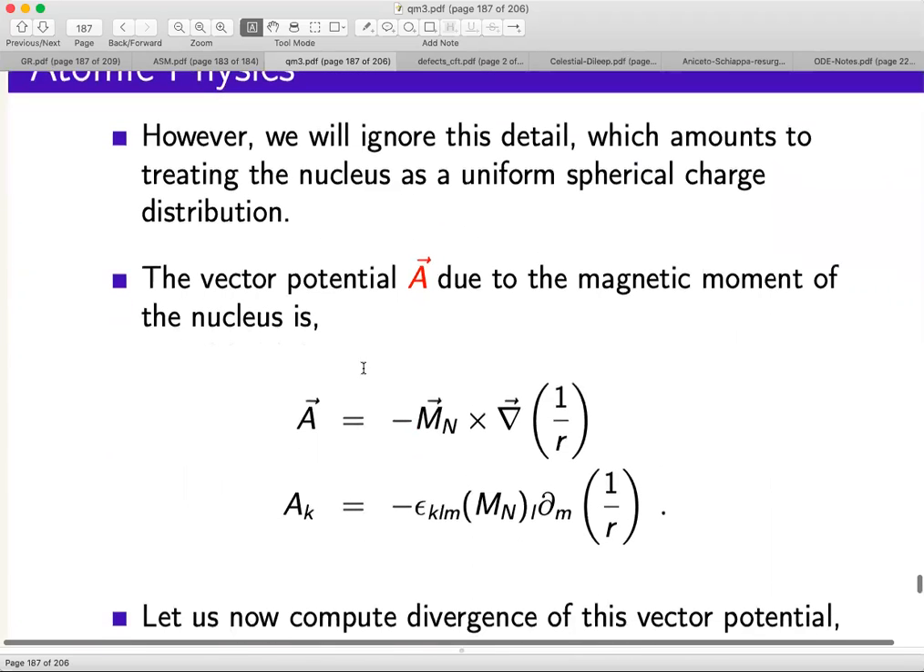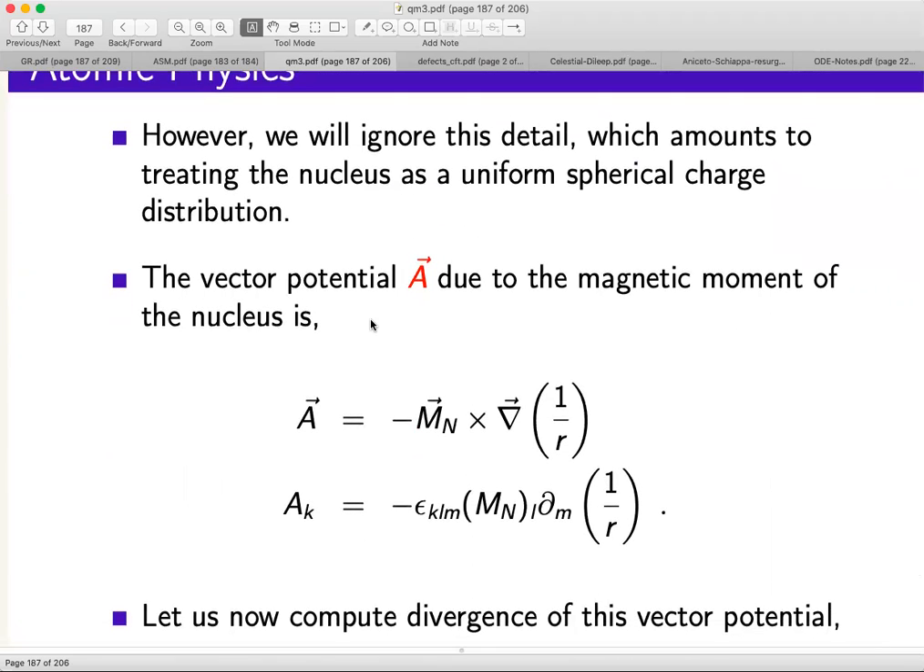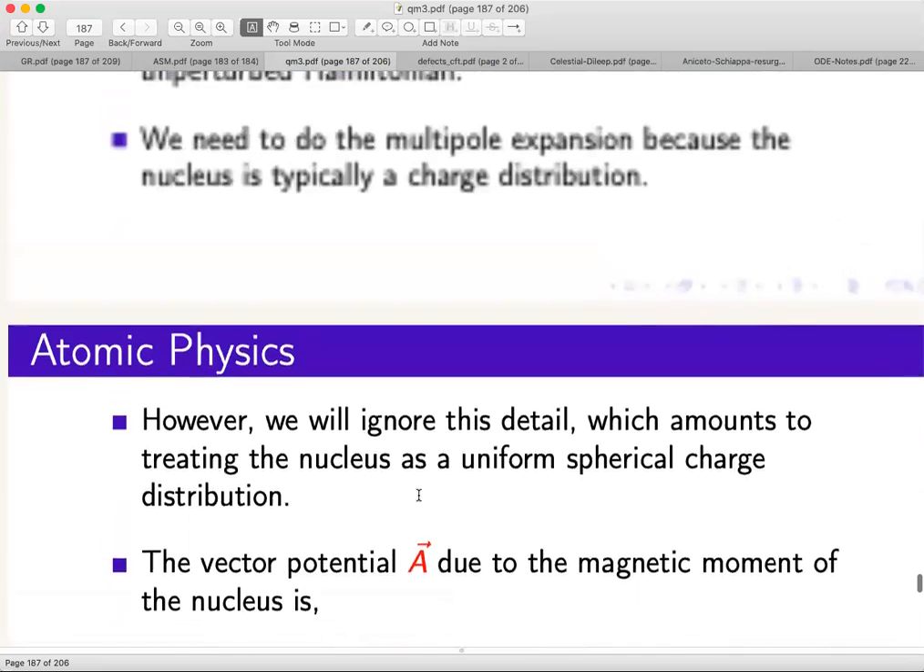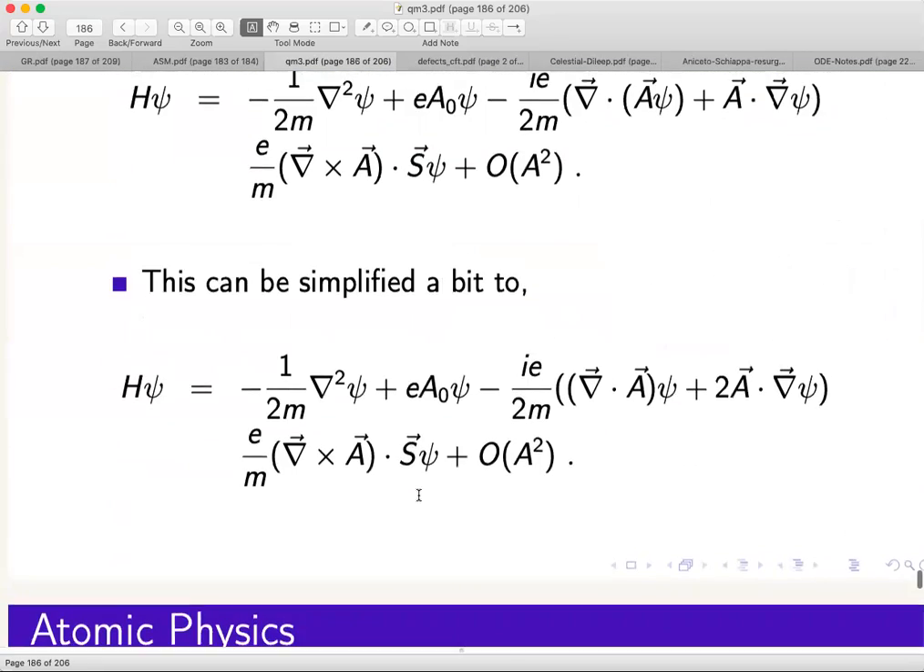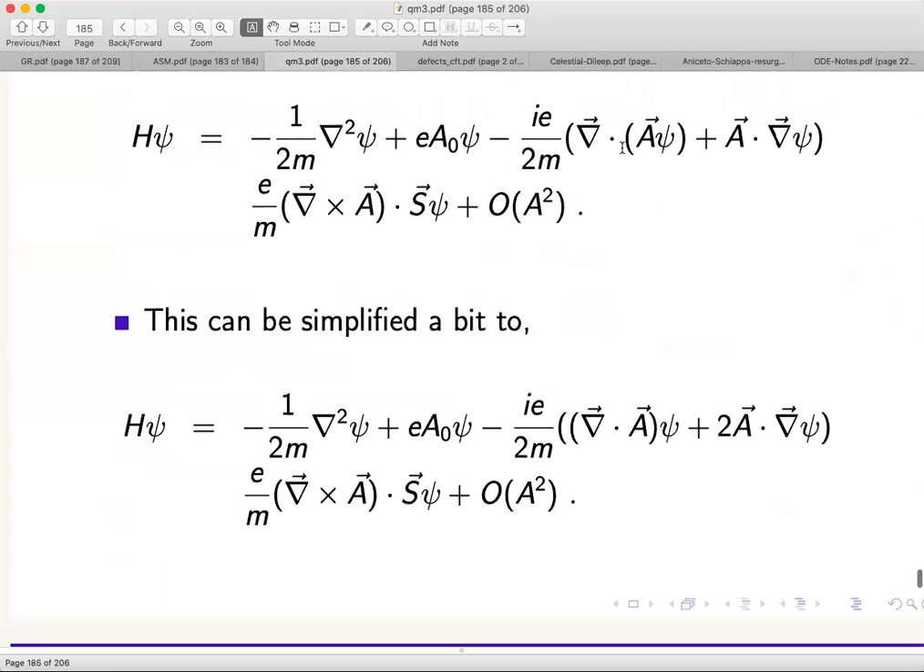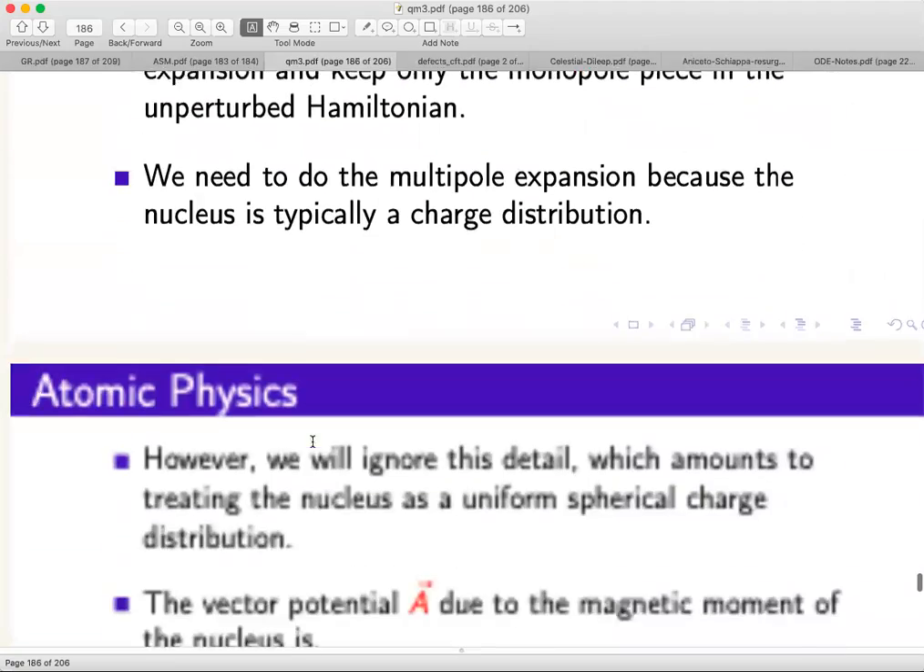So in other words, what we are doing is assuming that the nucleus is actually a uniform spherical charge distribution. In that case, the vector potential generated by the nuclear magnetic moment can be written in this particular form. This is just using the fact that the cross product can be written in terms of the epsilon tensor. What we are going to do is use this in our Schrodinger equation. So this is our Schrodinger equation, and we'll substitute A to be this quantity.